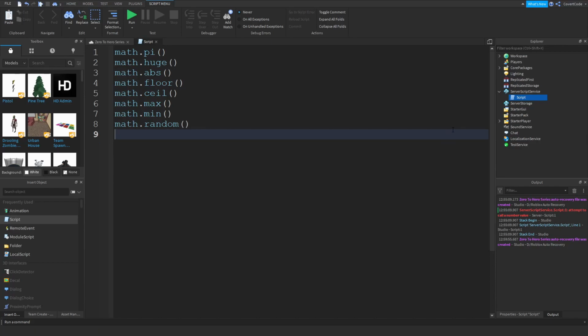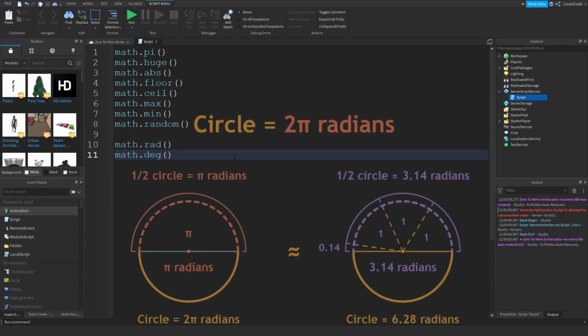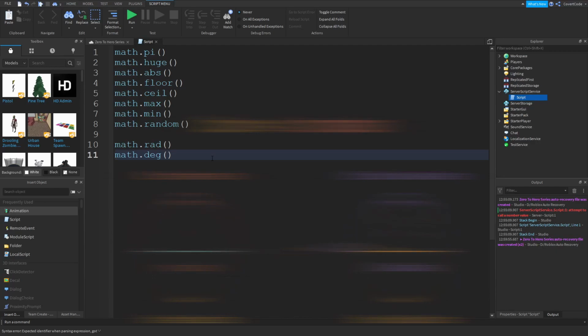Now, the last two functions are only going to be used, honestly, if you're going to do some sort of CFraming or some sort of complex math. That's math.radians and math.degrees, okay? And if you don't know what radians are, they're basically a different unit of measure for angles. I'll bring up something on the screen now to show you a comparison. And honestly, you won't be using it that much.